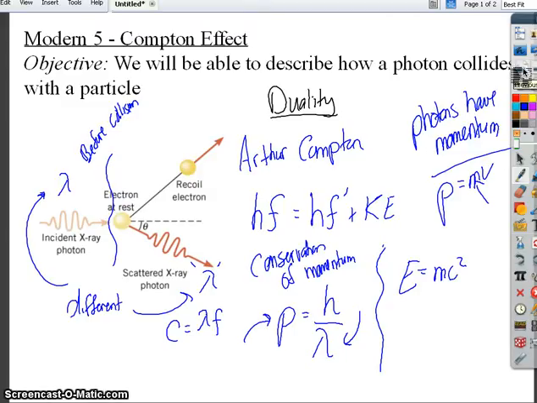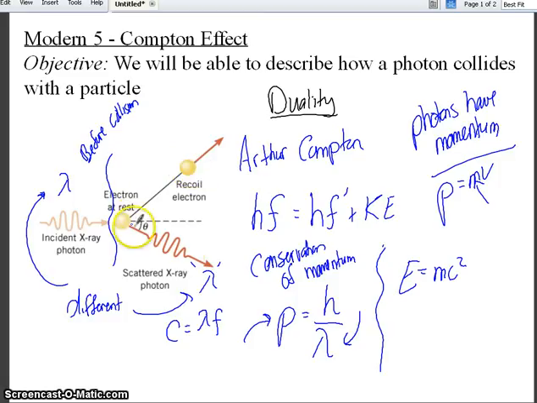So that's it. That is the Compton effect. The Compton effect is a demonstration that photons have momentum, based off this picture right here. When a photon hits an electron, it collides, and some of that energy is transferred over to the electron. Some of it is lost. We have a new wavelength from the post-collision photon.